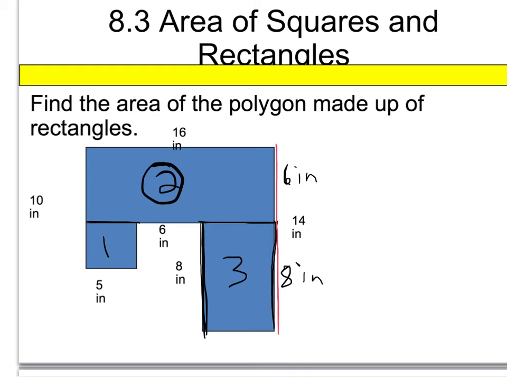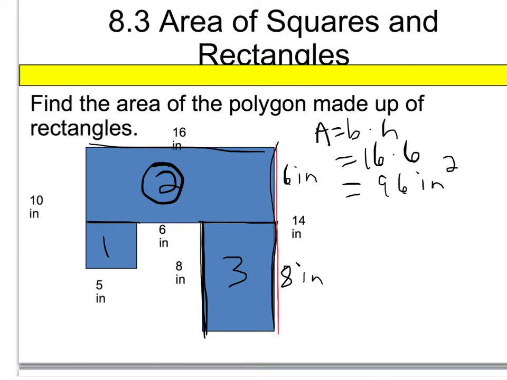Alright, so now we have our base of 16 inches. We have our height of 6 inches. Look at that. We can figure out our area. Again, area equals base times height of this first one. So we have 16 times 6. Multiply those together and you come up with 96 inches squared. Don't forget to square your answer. So we just figured this one out. This is 96 inches squared.